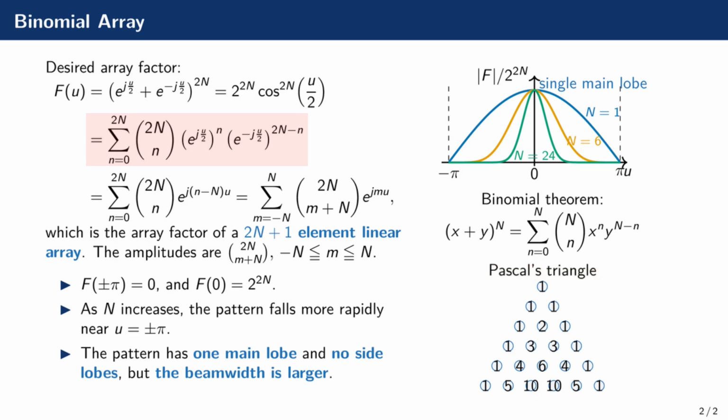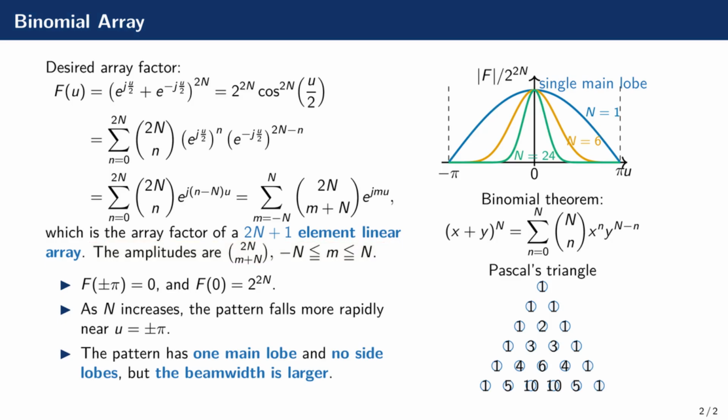When we expand the expression, we obtain a summation with binomial coefficients. Then, by combining the exponential terms and by changing the summation index so that it runs from minus n to n, the array factor becomes a sum of exponential jmu. The coefficient of each term is the binomial coefficient. This means that the pattern can be realized by a linear array with 2n plus 1 elements arranged on the z-axis. The amplitude of each element is proportional to the corresponding binomial coefficient.